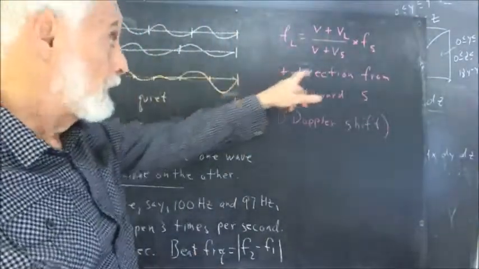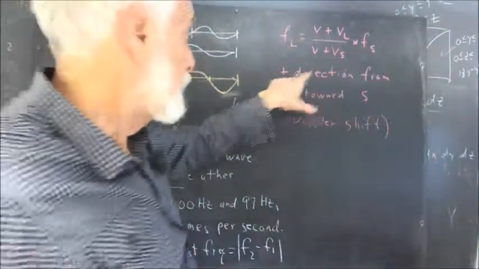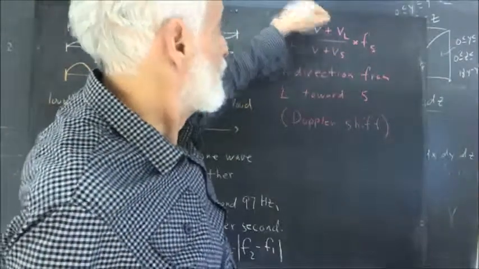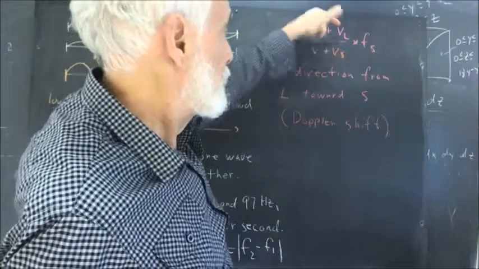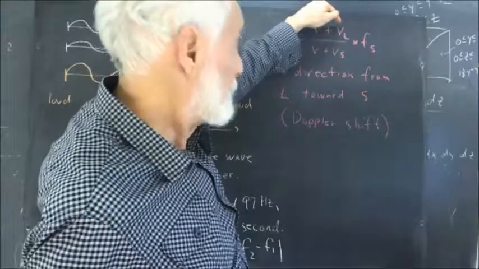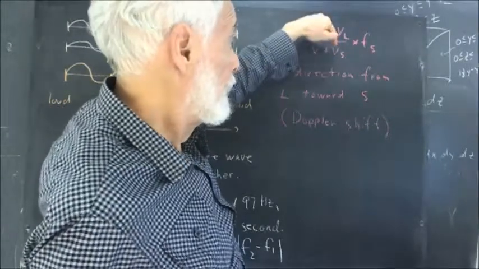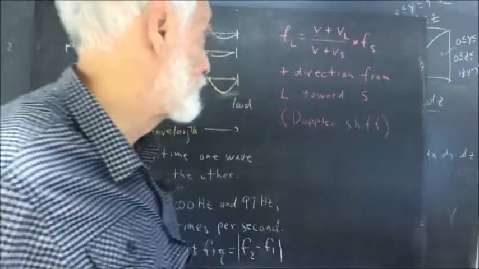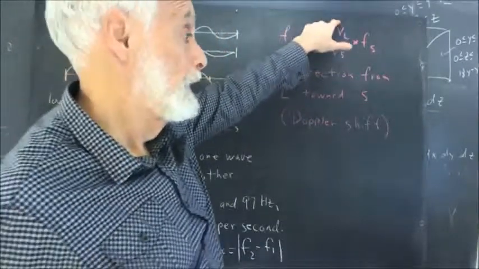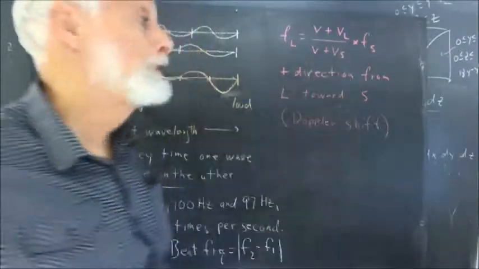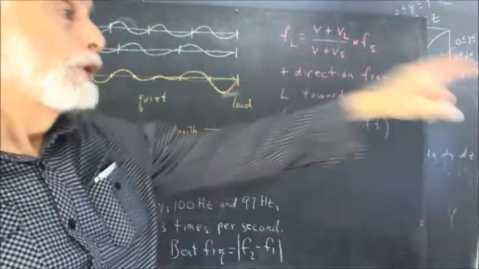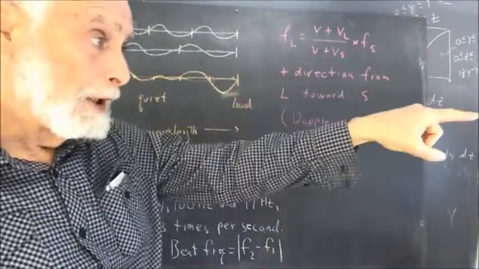The speed of sound will always be positive, but we need to define a positive direction so we know whether VL is positive and whether Vs is positive. And the positive direction for the orientation of both of these is from the listener toward the source. So there's my positive direction.